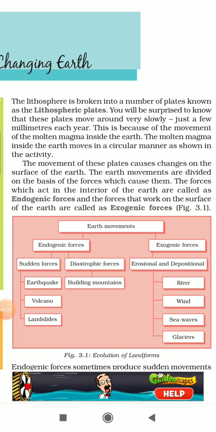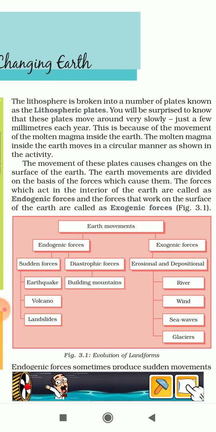Good morning, dear students. Today I shall start a new chapter, that is chapter 3, Our Changing Earth. So let's start.